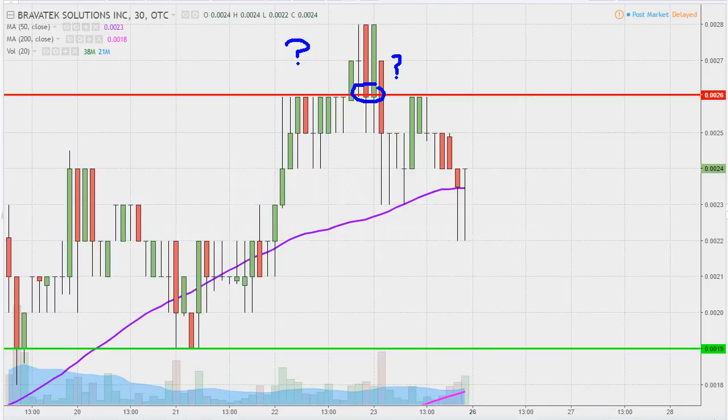How do we know it wasn't a true break? Well, true breaks maintain themselves. They continue to at least go sideways, if not go further. This one didn't go sideways. It went back to the downside.